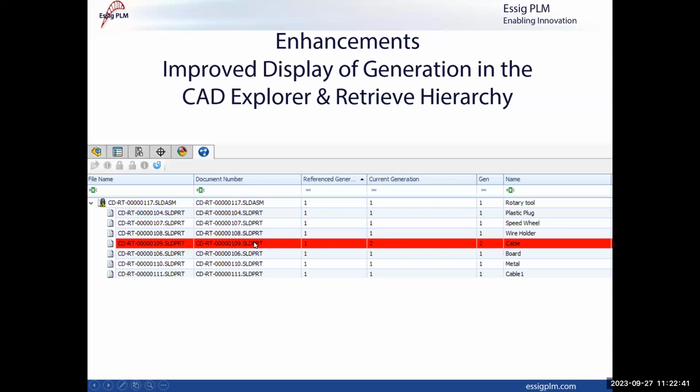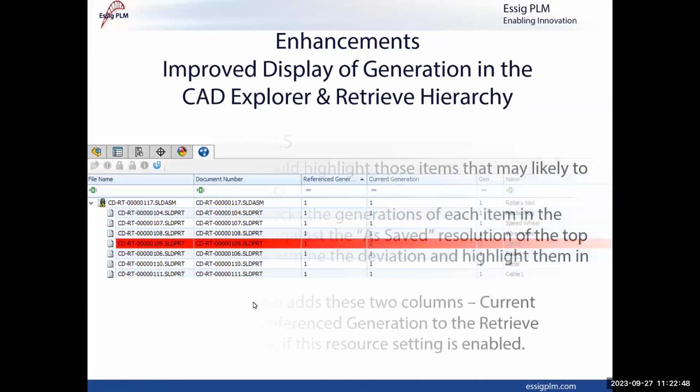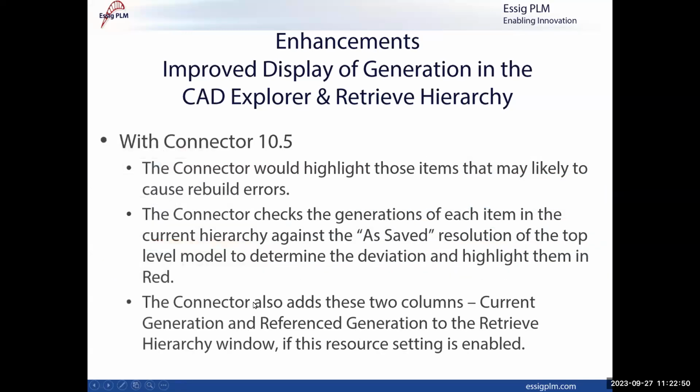You're going to see, again, in the retrieve hierarchy, you'll see this. This can be exposed if you have the resource setting. And again, you'll be able to show some other information. Some of the things you'll see, and you'll see some highlighting.